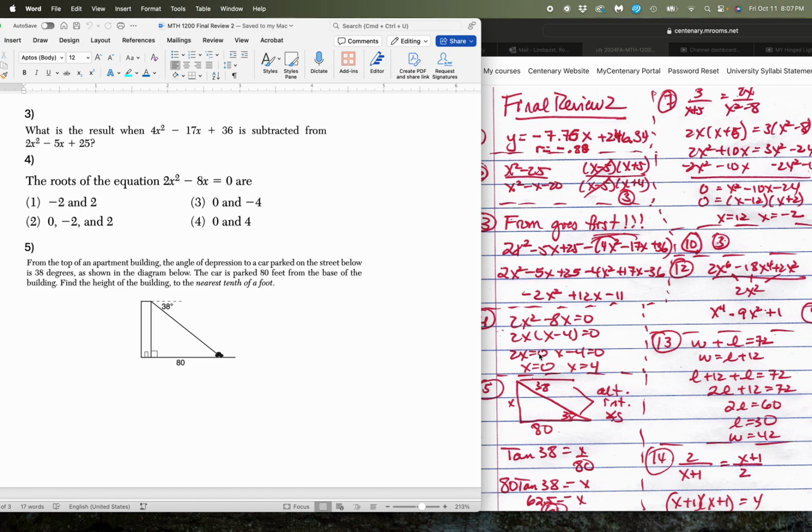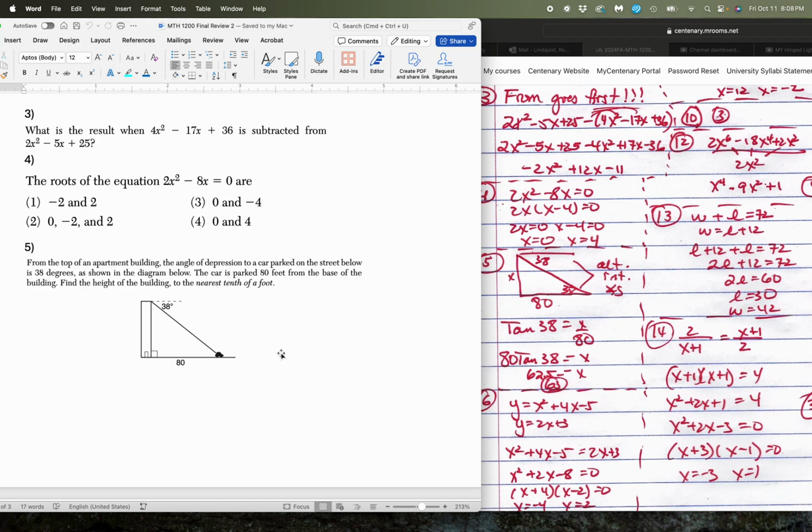Maybe it's the guy on the left, 2x is 0. Maybe it's the guy on the right, x minus 4 is equal to 0. And then I solve each of them, and I get x is equal to 0 and x is equal to 4. That would be choice 4. All right, next up, number 5.